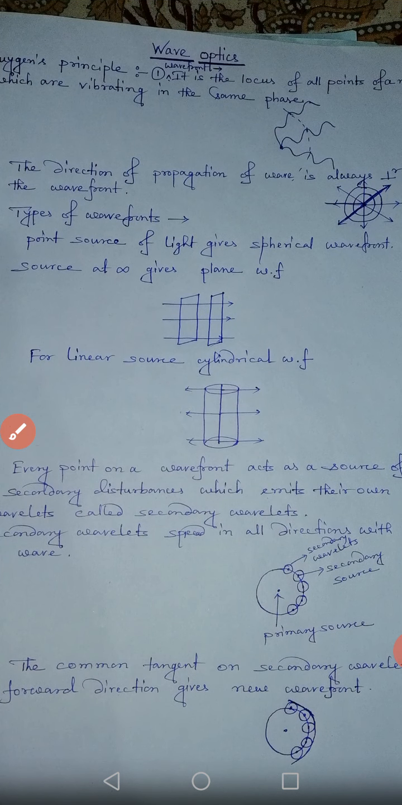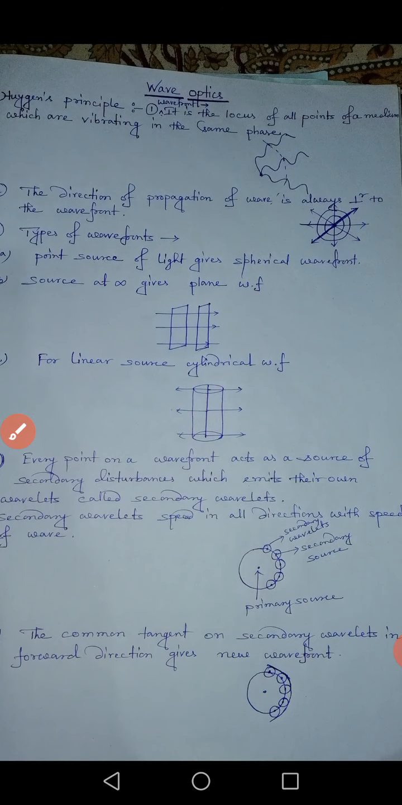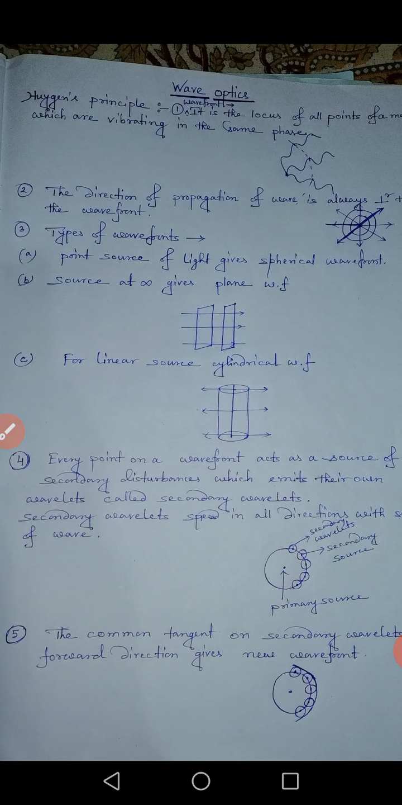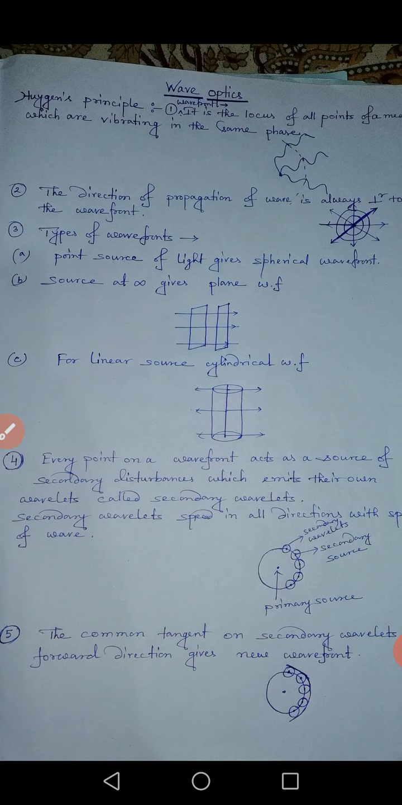Here in this chapter you will get a term called wave front. So the first point is about wave front. What is a wave front? It is written there in the definition that it is the locus of all the points of a medium which are vibrating in the same phase. Okay. Now let us describe the point number 1.